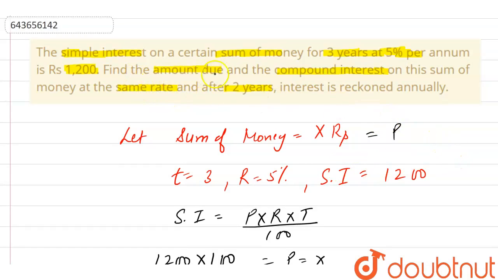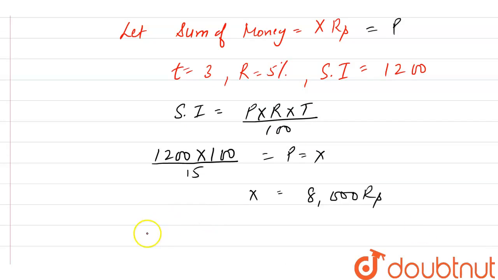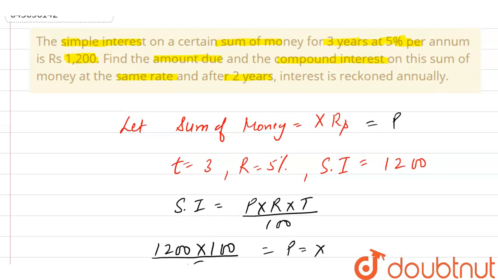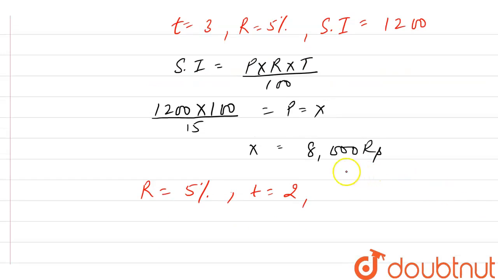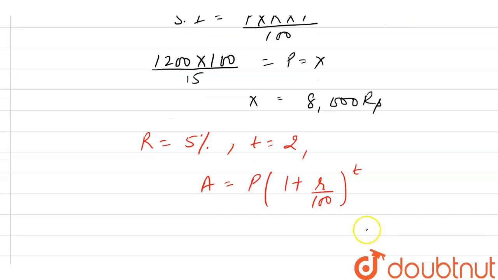Now the question says to find the amount and the compound interest on this sum of money. So we can say that the sum of money is 8000 rupees at the same rate and 2 years. So the rate is equal to the same rate, that is 5%, and the time period is given as 2 years, and as the question says compound interest, we know that there is a formula in compound interest, that is A is equal to P into 1 plus R by 100 whole raised to power T, right?